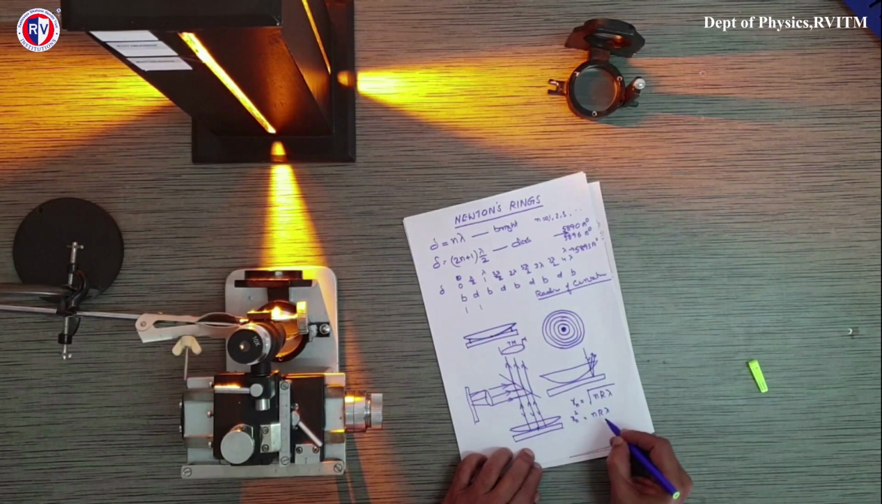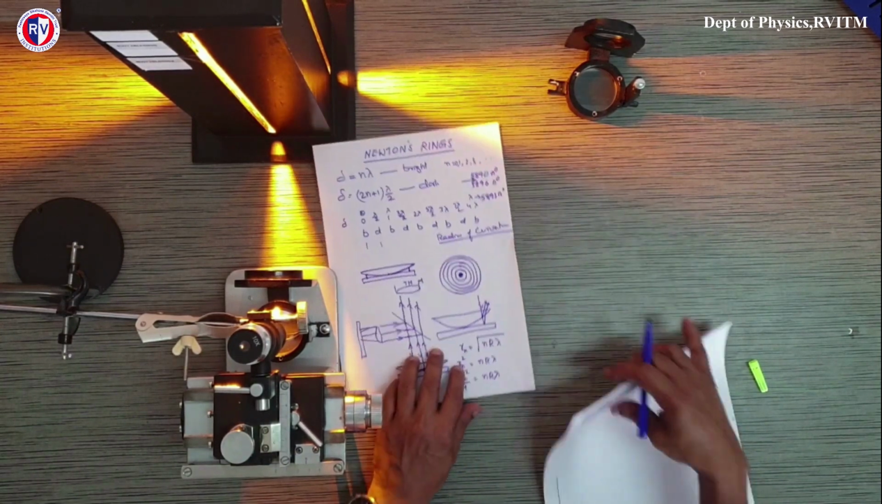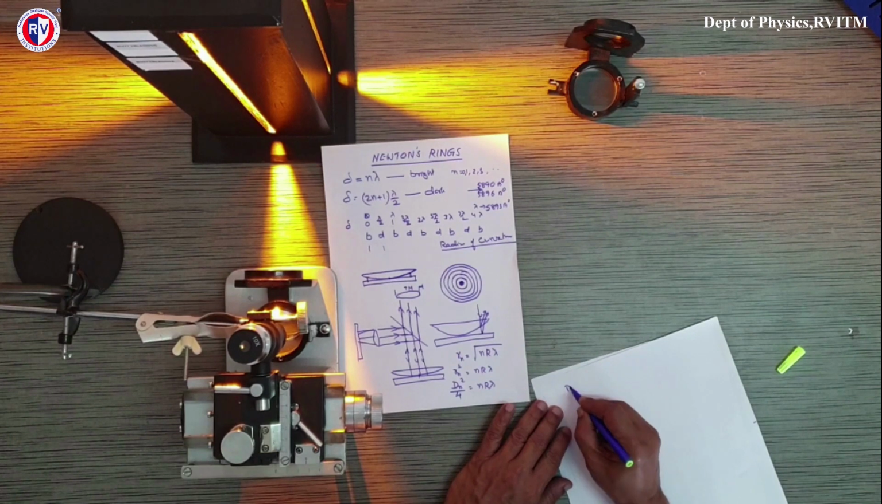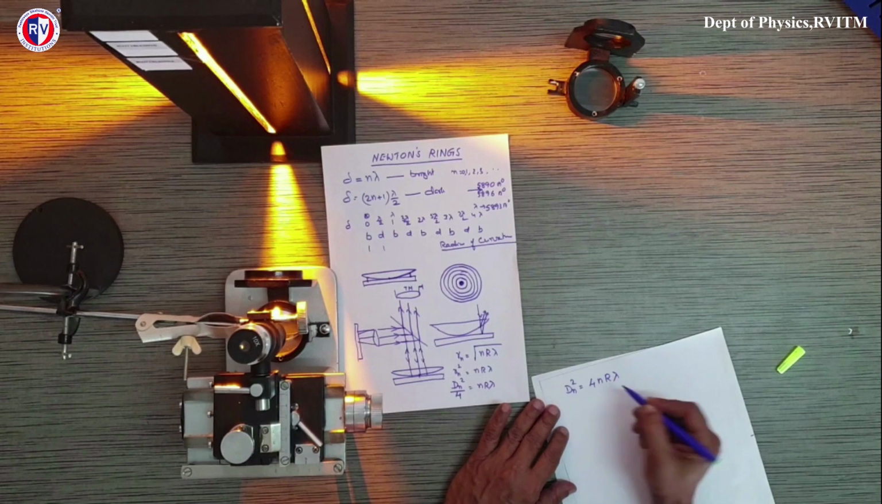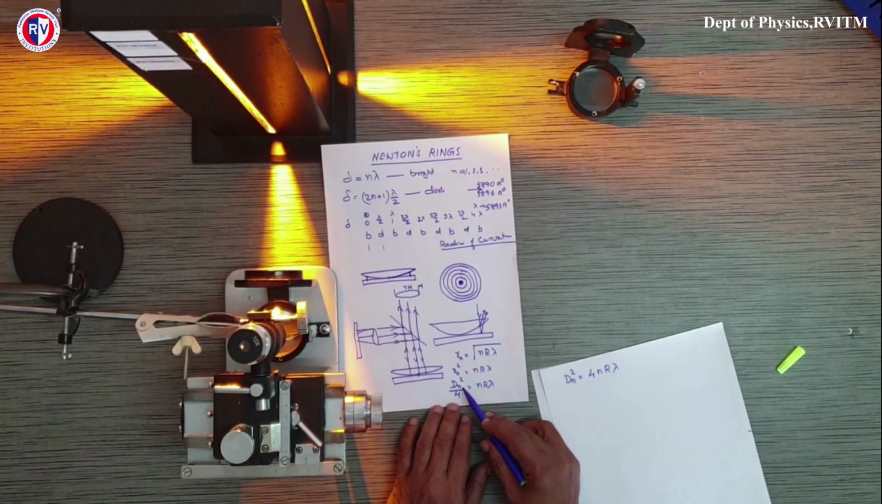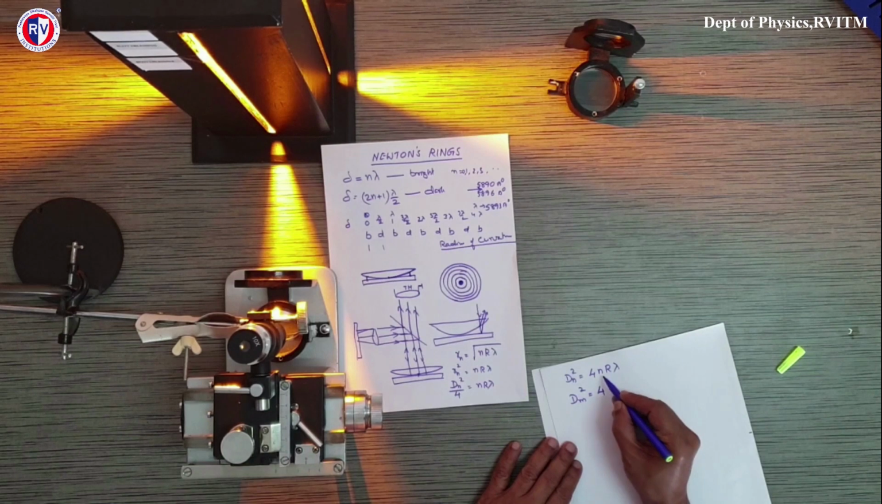If I go for the diameters, Rn squared I can write as Dn squared by 4, and this is nR lambda, or Dn squared can be written as 4nR lambda. In the same way, if I go for another ring, say I name it as Dm, so Dm squared I can write as 4mR lambda. Only the change comes in the order.